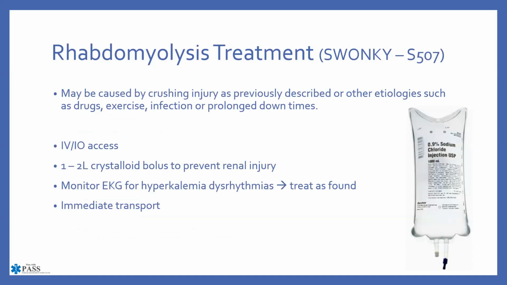So the treatment specifically for rhabdo, it may be caused by a crushing injury as described previously, or it can be from these other etiologies that we've just talked about. Essentially, what we're going to do here is go to either an IV or an IO, and it's going to be 1 to 2 liters of a crystalloid solution. So for most of us, we're going to use sodium chloride, normal saline, to prevent renal injury.